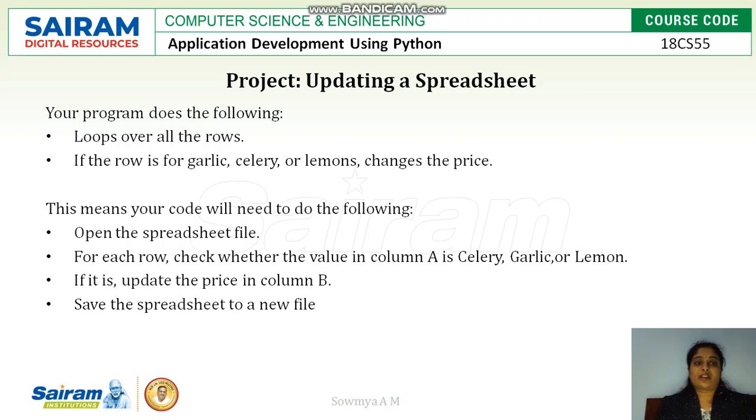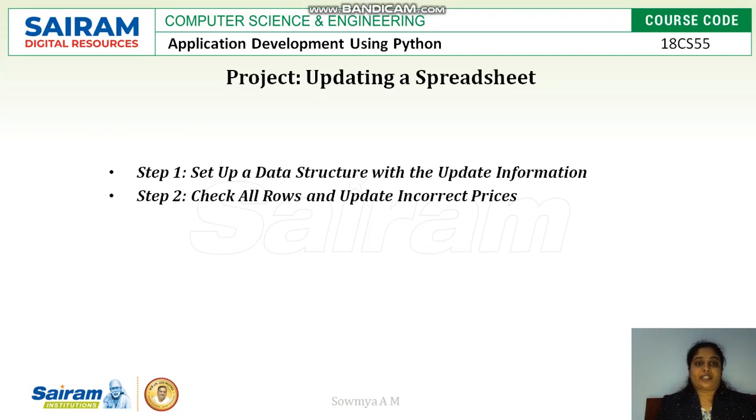So for that we are looping over it, getting the data of garlic, celery, lemon from the Excel sheet and changing its price. To do that, first we have to open our Excel sheet, then get each row's information, whether it is garlic, celery or lemon. If it is so, then go to column B and update it with the new price. So we have only two steps to do with this project: set up a data structure for the update information, then check the rows and update the correct price.